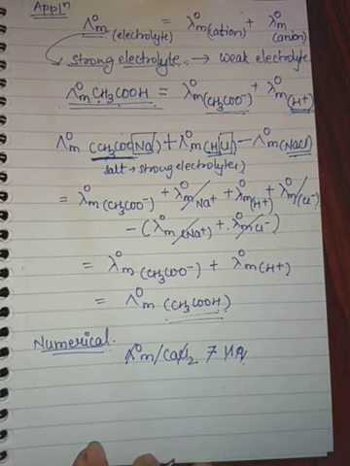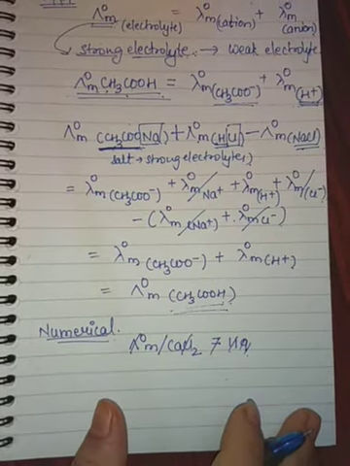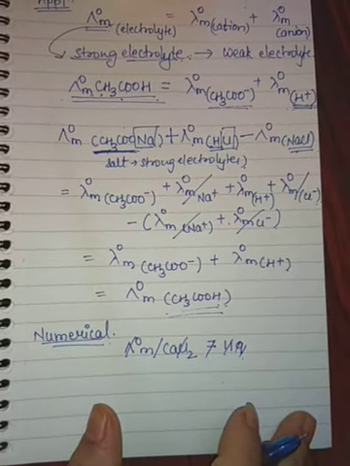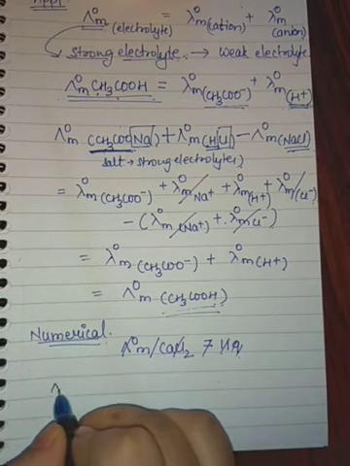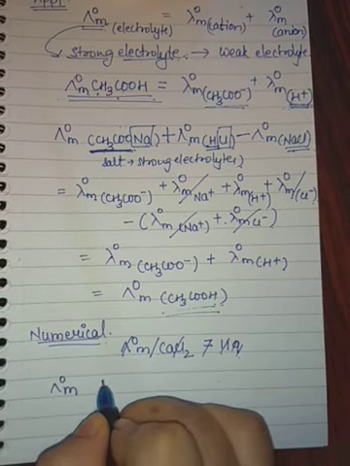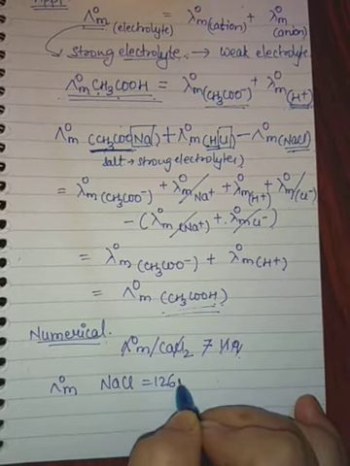Right. Okay. Lambda naught m value for NaCl is given, 126.4.